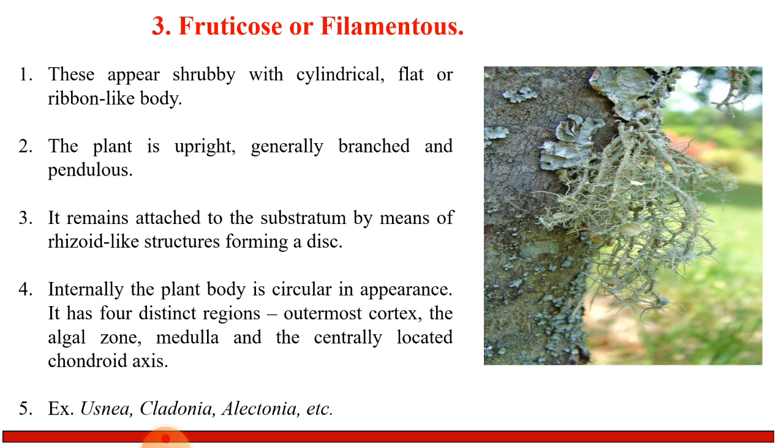This is the third type, that is fruticose or filamentous lichen. This appears shrubby with a cylindrical, flat or ribbon-like body. The plant is upright, generally branched and pendulous. This structure is known as apothecia, in which ascospores are produced. Example is Usnea.